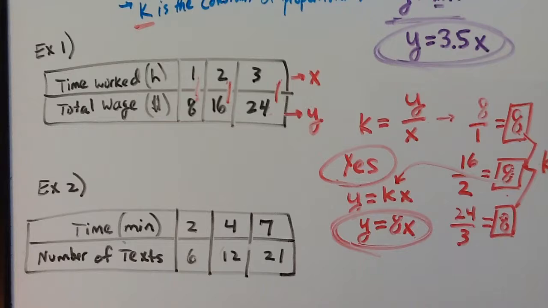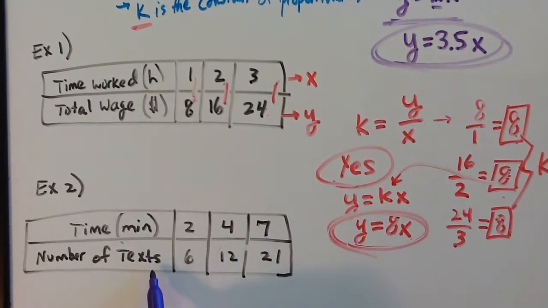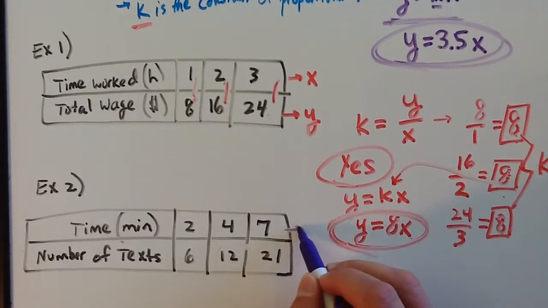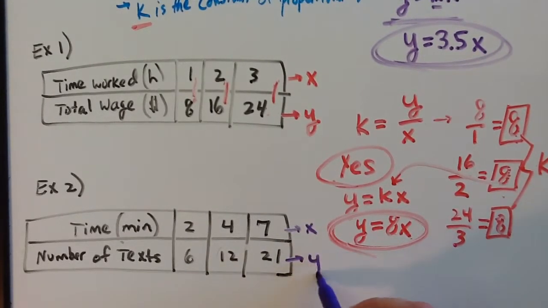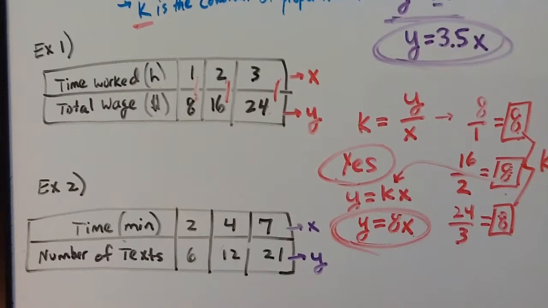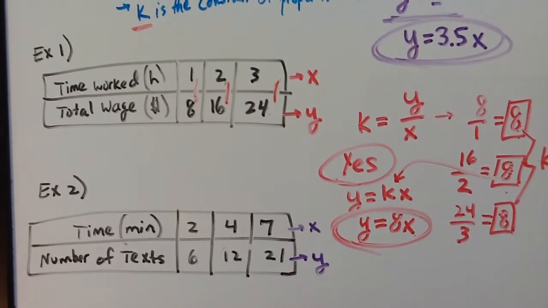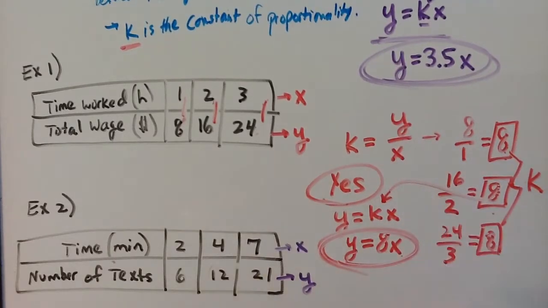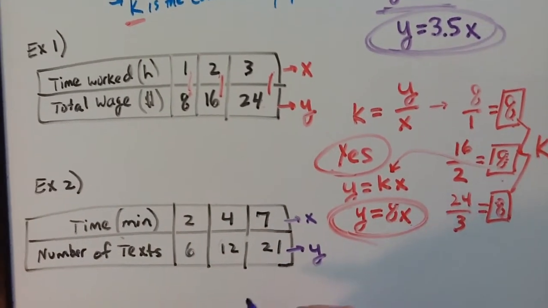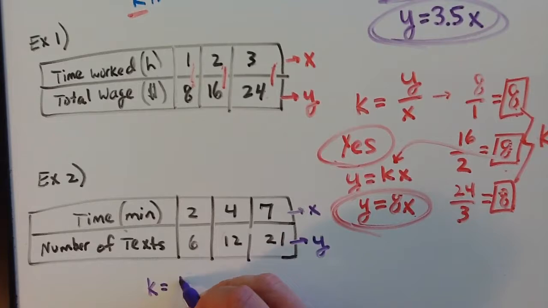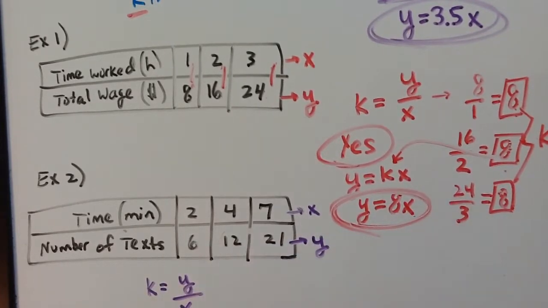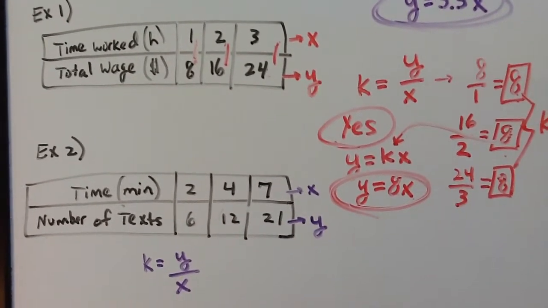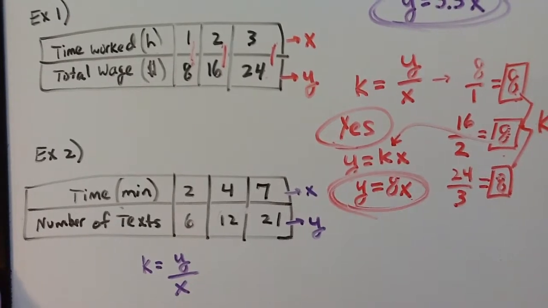One more example. In this example, we are comparing time in minutes to the number of texts. Let's call the top value x and the bottom value y. Let's see if there is a k. Is there a constant rate of change? To find k, you take your y values and divide them by your x values and see if all of the ratios are equivalent to one another.